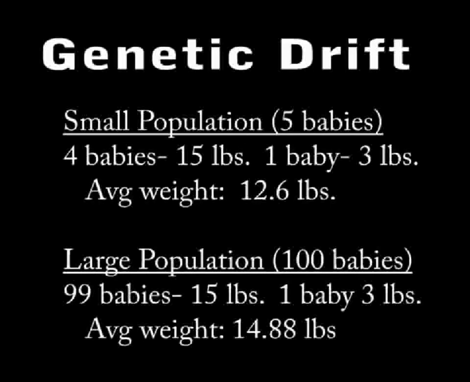Now, the 3-pound baby is termed an outlier because it greatly skews the statistical results that you're looking for. It's just a random, aberrant data point, which can basically screw up trends.